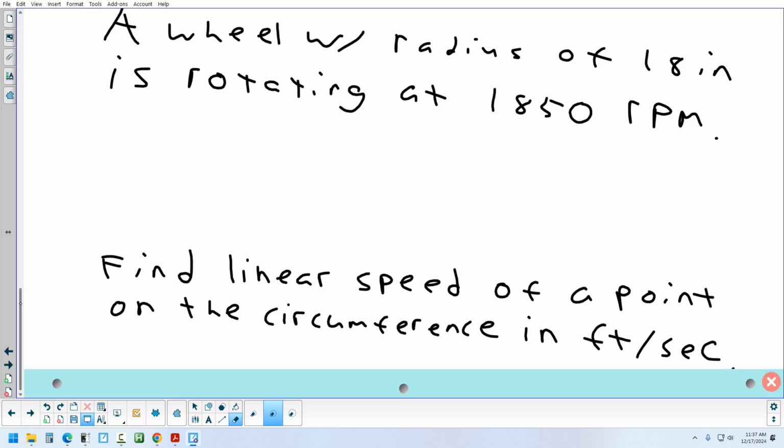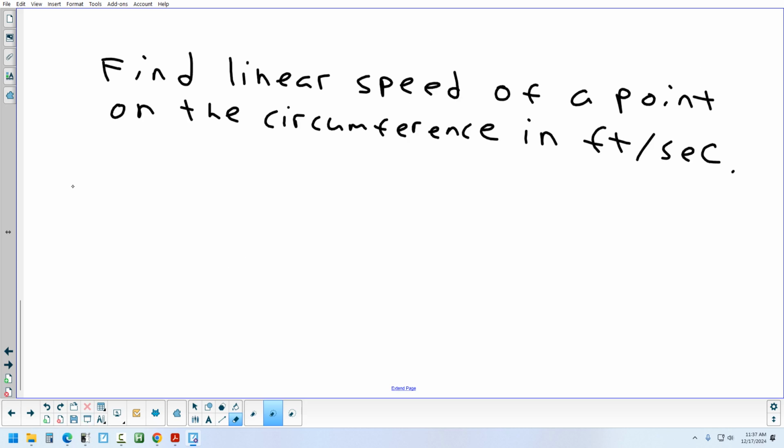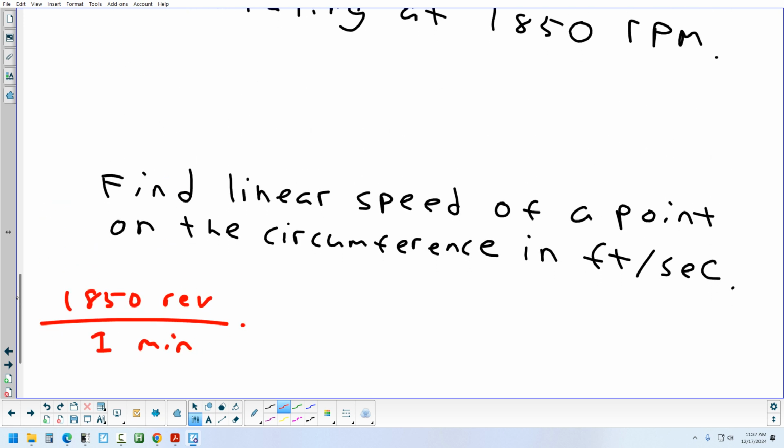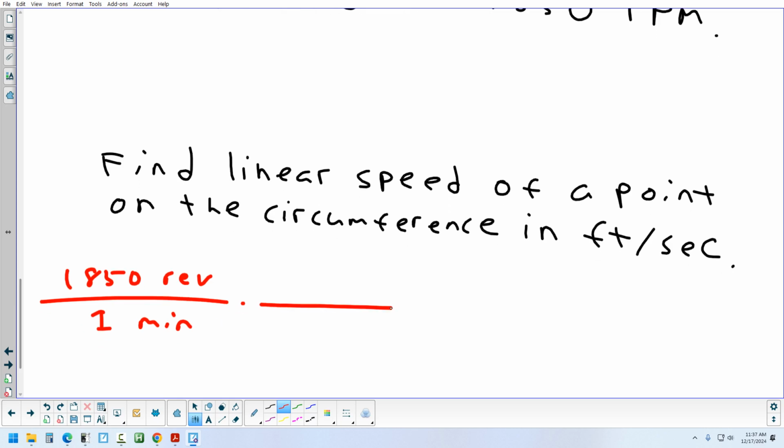Okay, so let's start with the speed that they give us, 1,850 revolutions per minute. What do they want for a time unit? Seconds. They want seconds, so we can fix that first. How would I fix that so I have seconds? Minutes over seconds. 60 seconds in a minute. Okay, so now we have revolutions per second.